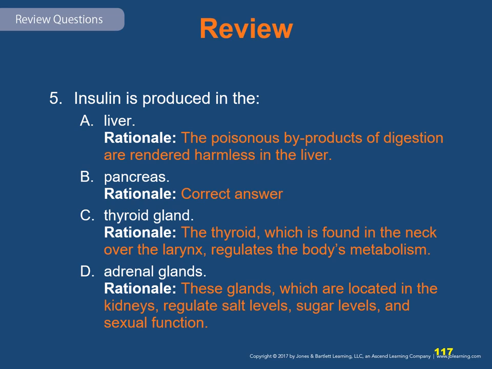Let's look at the other alternatives and see why they're incorrect. The liver is incorrect because the liver takes care of the poisonous byproducts of digestion, which are rendered harmless in the liver. So the liver filters the blood of poisonous byproducts. B, pancreas, is the correct answer. C, thyroid gland, is incorrect because the thyroid, which is found in the neck over the larynx, regulates the body's metabolism. And adrenal glands are incorrect because these are the glands which are located on the kidneys. They regulate salt and sugar levels and sexual function.